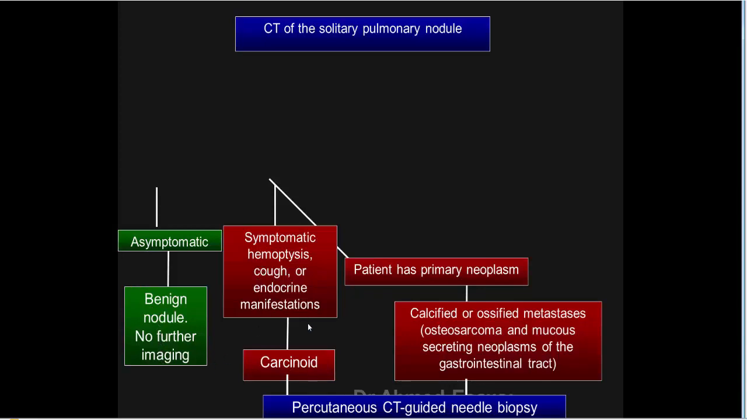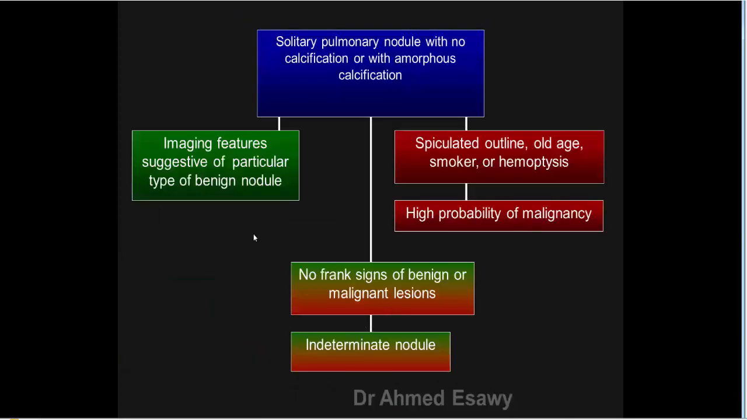Symptomatic with hemoptysis, cough, or endocrine symptoms: carcinoid, so percutaneous CT guided needle biopsy. If the patient has a primary neoplasm, the calcified or ossified nodule may be metastasis, osteosarcoma, or mucus secreting tumor. We do CT guided needle biopsy.